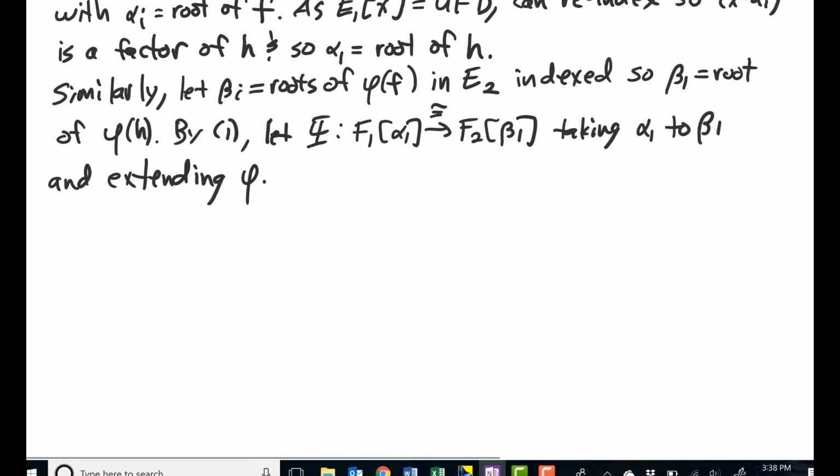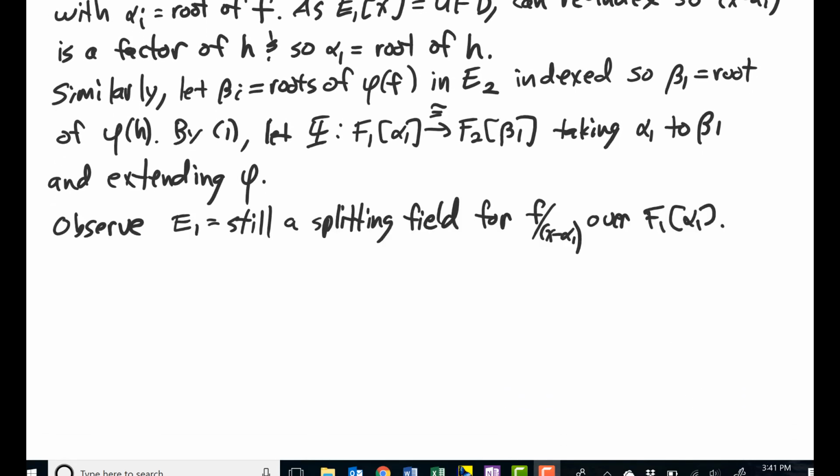All right, now it's time to start using our inductive hypothesis. First of all, E1 is still a splitting field for f divided by x minus alpha 1. That, of course, is a polynomial in F1(alpha 1), because alpha 1 was a root, so it divided. And it's still a splitting field because E1 was F1 attached alpha 1, alpha 2, alpha 3, alpha 4, all the way on. And I've already got my alpha 1 here, but I don't need it anymore. And I'm still attaching all the remaining roots of f.